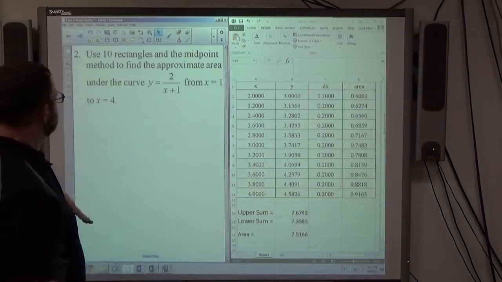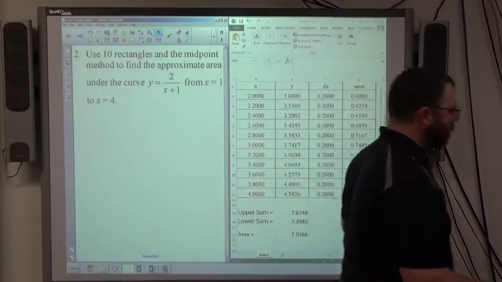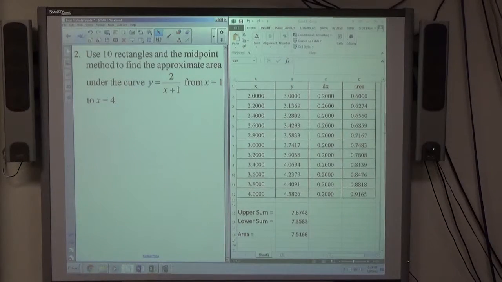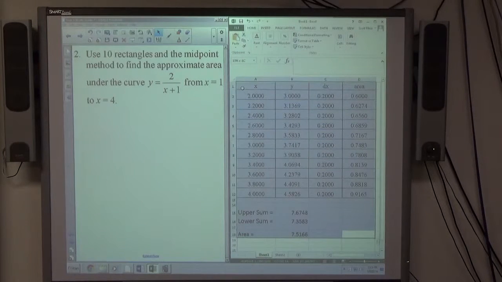Number 2, same type of problem. This time though it says midpoint method to approximate. I'm going to clear all this stuff out. So again, for you, start a new sheet, hit plus, and then you start a new sheet. I'm just going to clear this stuff out so I can use the same structure.